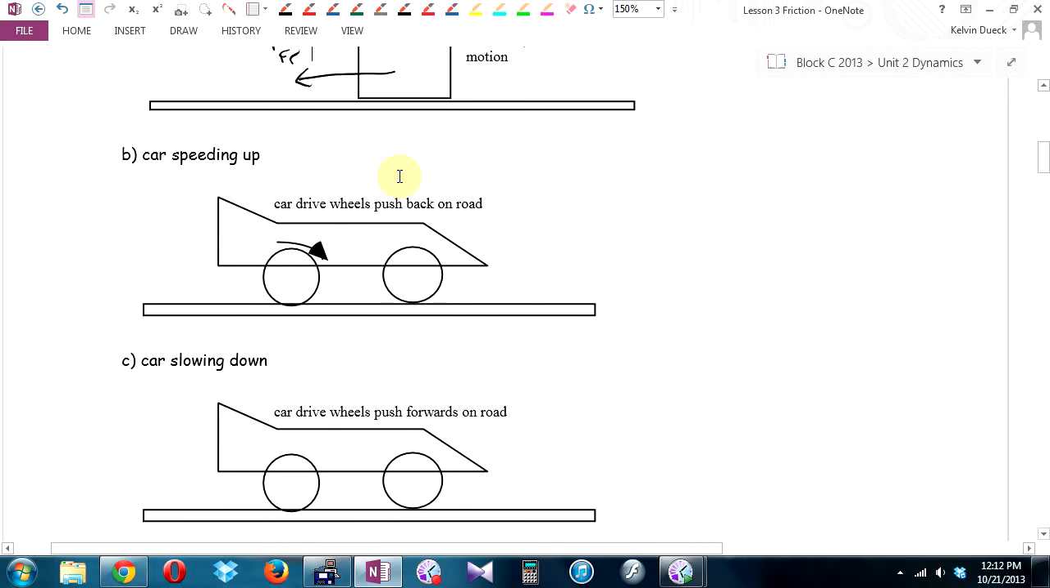A car speeding up. This one's a bit trickier. What you have to do is use your imagination to follow the tires all the way around. It seems to me that when I follow the tires all the way around, the tires are pushing backwards. Relative to the road, they're moving backwards. Friction resists motion, so which way will friction push?